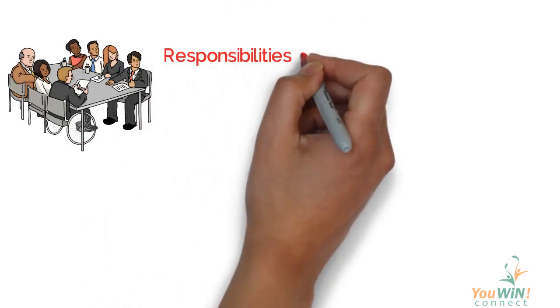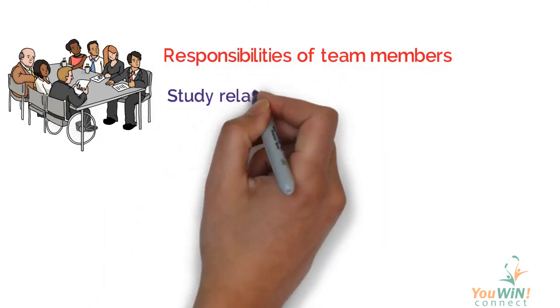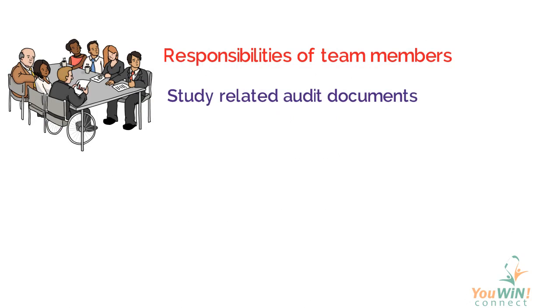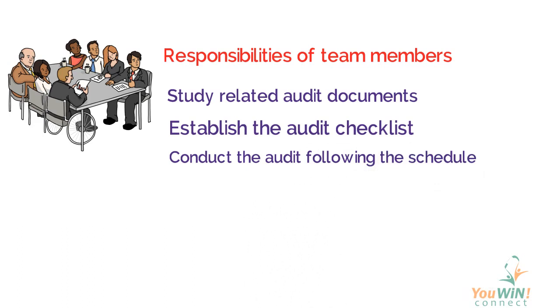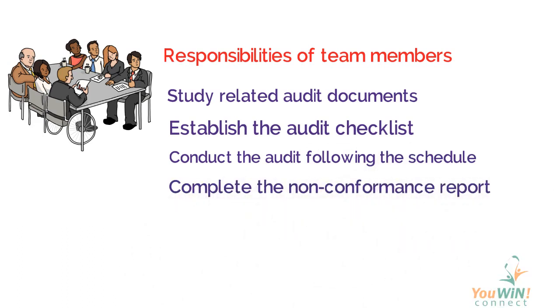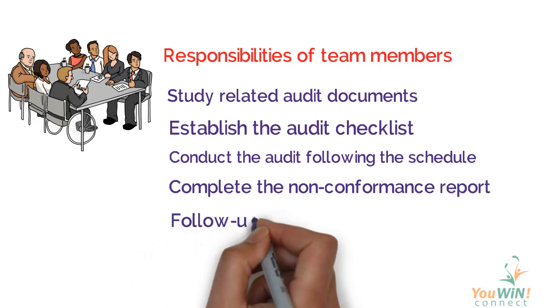So what are the responsibilities of these team members? 1, to study related audit documents. 2, to establish the audit checklist. Number 3, conduct the audits following the schedule. Number 4, complete the non-conformance report. And finally, follow-up activities.